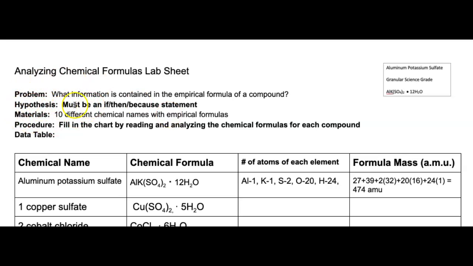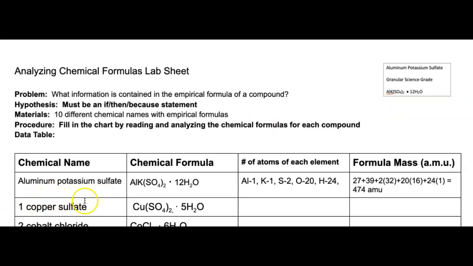Then you need to have a hypothesis. Our problem says: what information is contained in the empirical formula of a compound? This is the empirical formula. It's the simplest form for that compound.